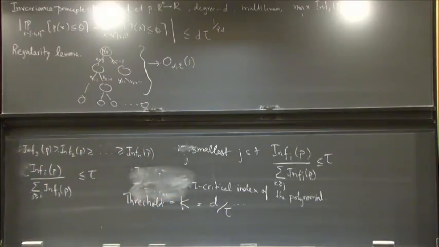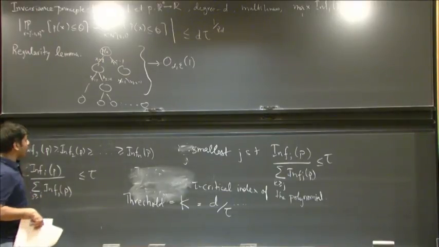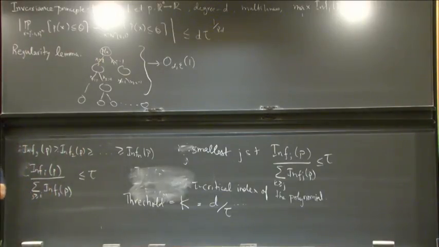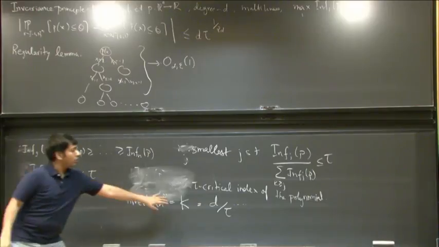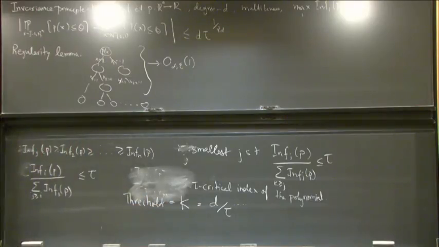If the critical index is larger than this number, it means at least the first K variables all have very large influences. There are lots of variables, a substantial number of variables, with very large influence.